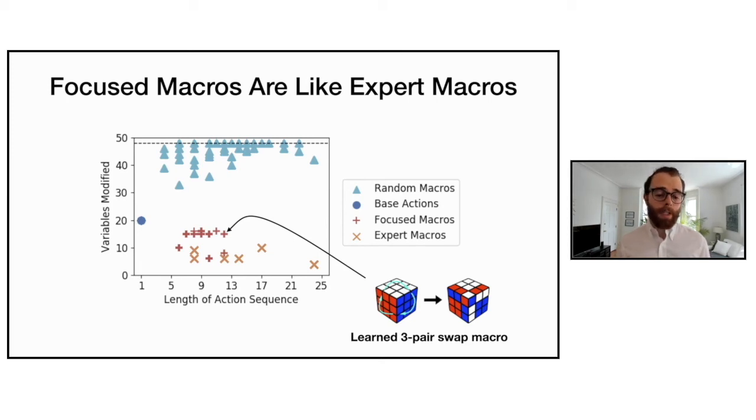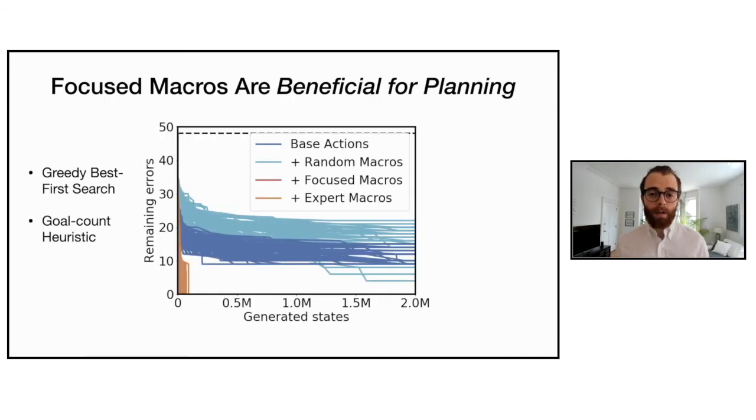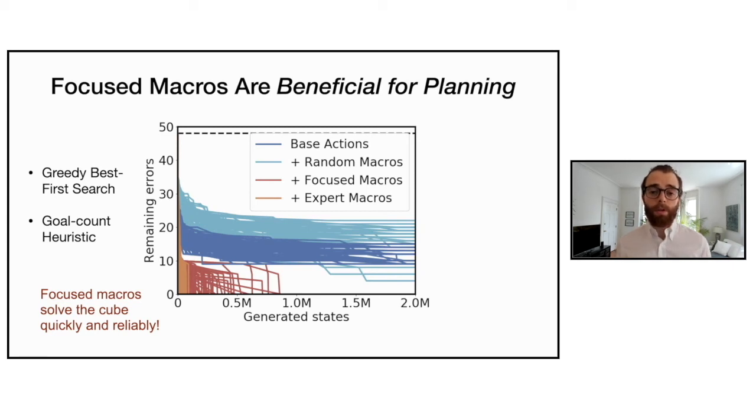But what's more encouraging is not just that the focused macros look kind of like the expert macros, it's that they're beneficial for planning as well. So if we return to our greedy best first search planner with the goal count heuristic, and we add the focused macros onto the base actions, we find that they're able to solve the cube quickly and reliably in under 1 million states. And this is really encouraging.